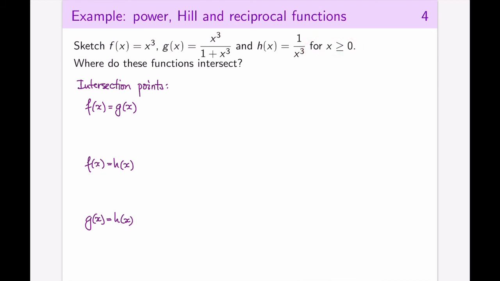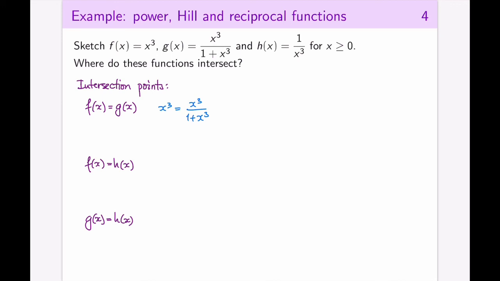So for the intersection points here, if I set f of x equal to g of x, what am I going to get? I'm going to have x cubed equals x cubed over 1 plus x cubed. What's my next step? Well, I might notice that the left side is the same as x cubed over 1, and then I can cross multiply. There are other methods to do it. No method is better than the other. Just be careful that you are not dividing, but rather factoring when need be.